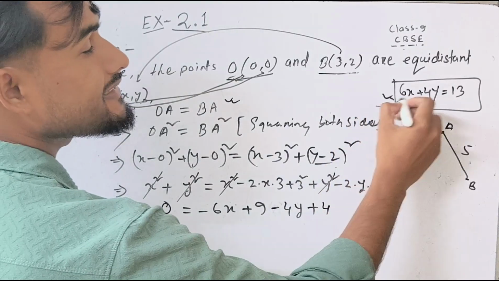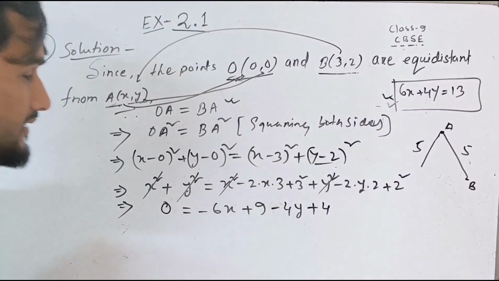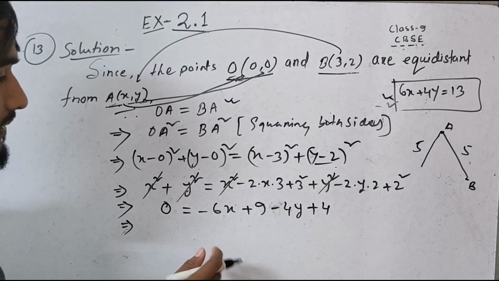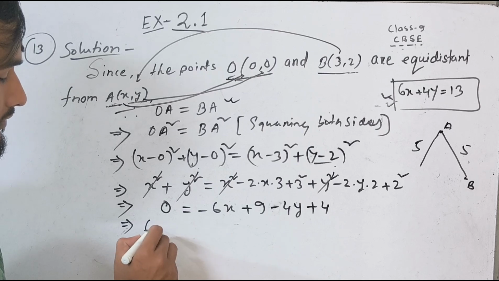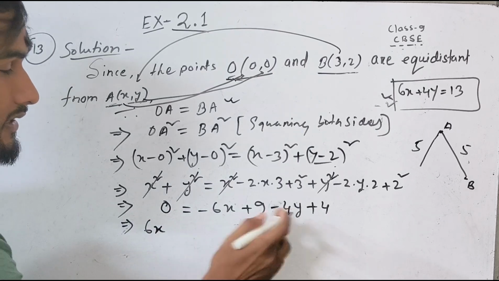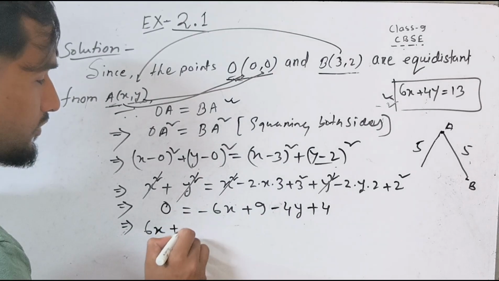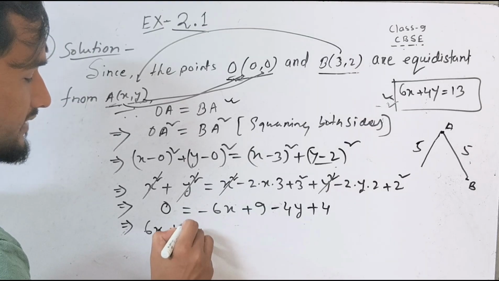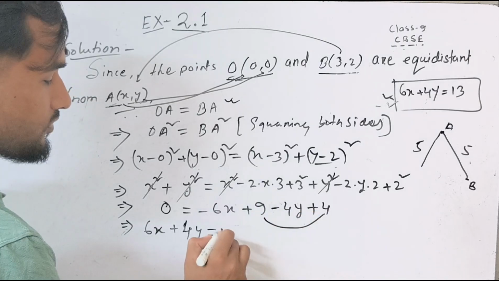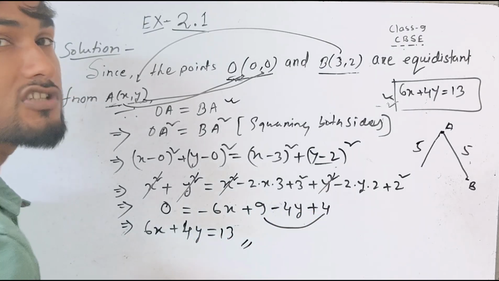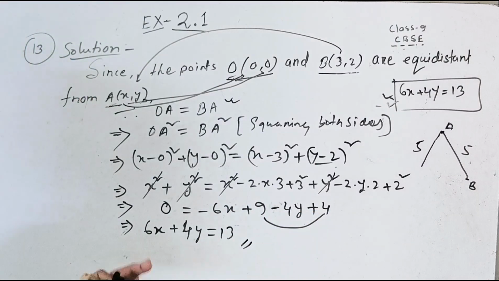Now we have to prove that 6x plus 4y equal to 13. That's why minus 6x will be positive in the left side and minus 4y also positive in the left side, and the right side becomes 9 plus 4, which is 13, and the question is solved. The question number 13 is over.